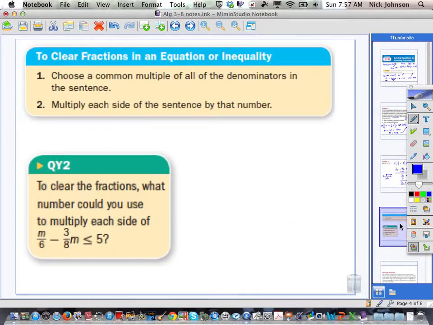Important things to remember. To clear fractions in an equation or an inequality, choose a common multiple of all the denominators in the sentence, then multiply each side of the sentence by that number. That's what I have been showing you.